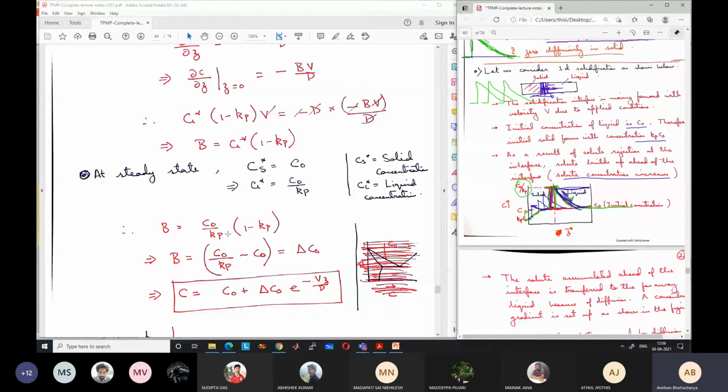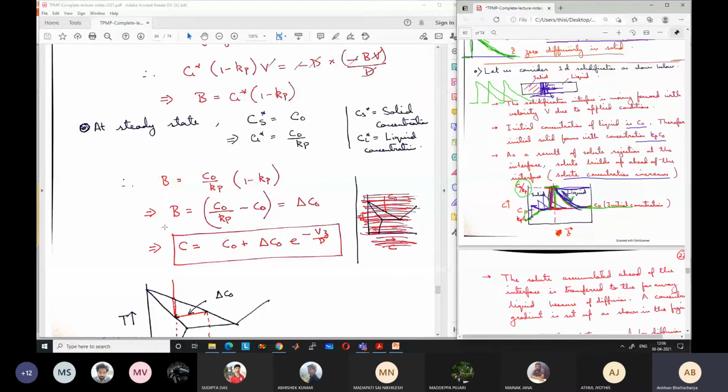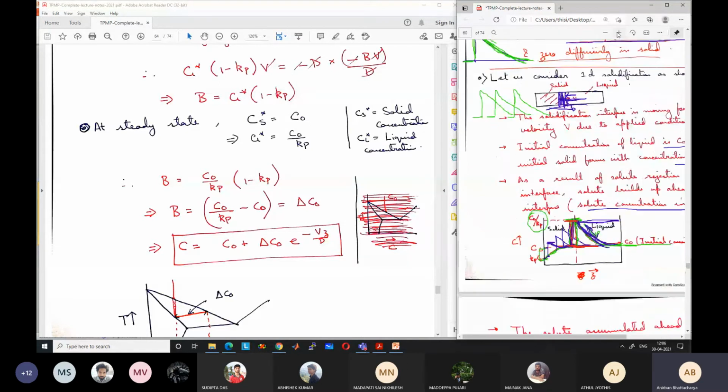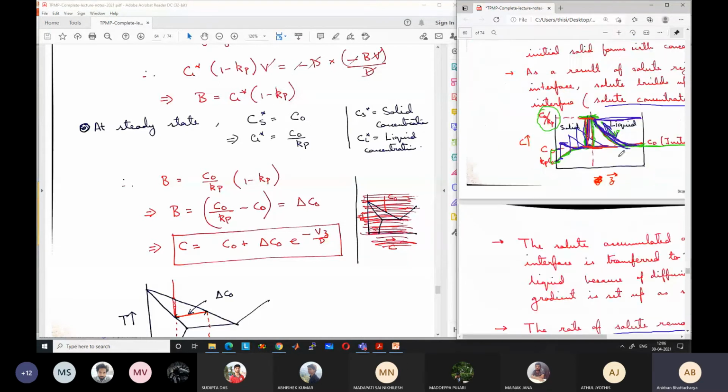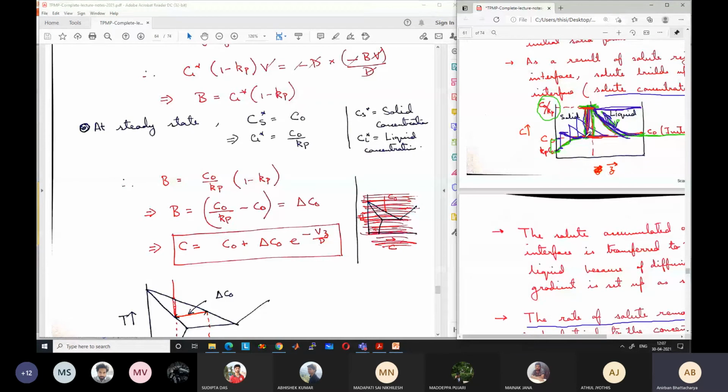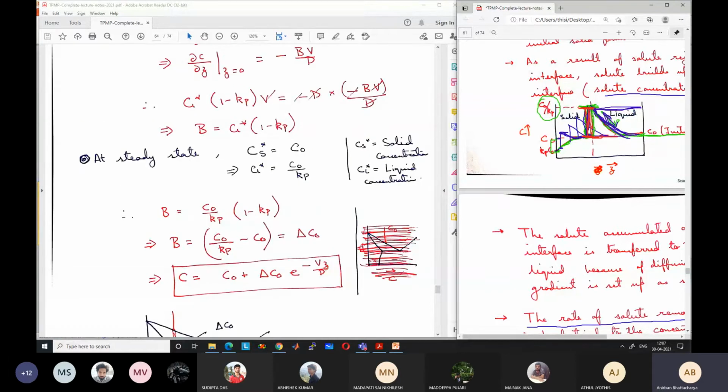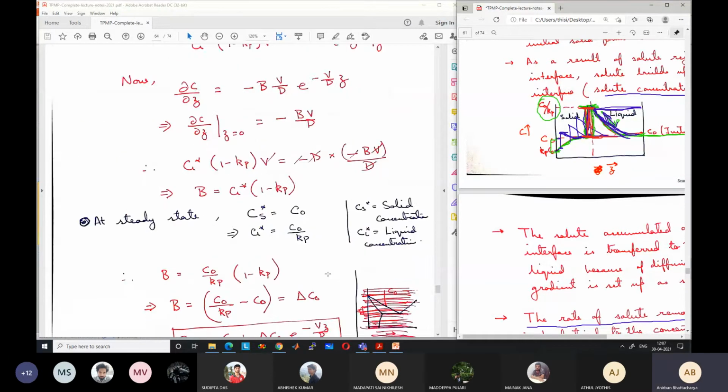This term is generally written as delta C0. Okay. So what is the physical interpretation of this term? This term is the difference between this line and this line. Okay. C0 by Kp minus C0. So this distance is written as delta C0. Okay. So C is equal to C0 plus delta C0 e to the power minus V Z by D. Okay. Ultimately, we obtain that this is the final equation for concentration variation.